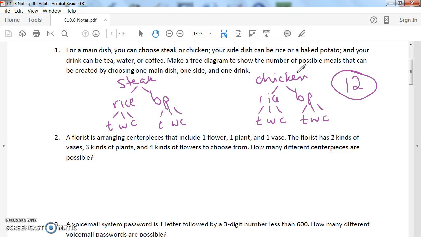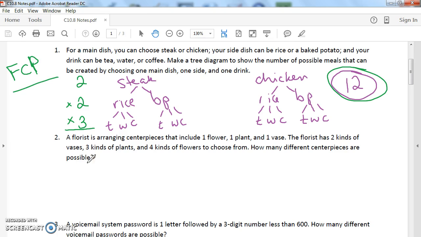Now there are some situations where this would be very lengthy and a very difficult thing to write out. So what we need is a mathematical shortcut, and that's where the fundamental counting principle comes into play. It says when we're choosing from among different options, we can simply multiply however many options there are. There are 2 main dishes, there are 2 side dishes, there are 3 drinks. So 2 times 2 times 3 gives us 12. And that's what the fundamental counting principle does for us.